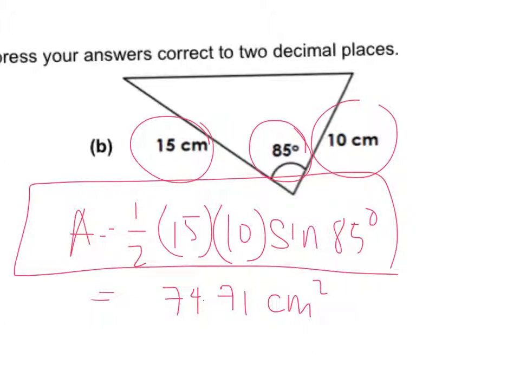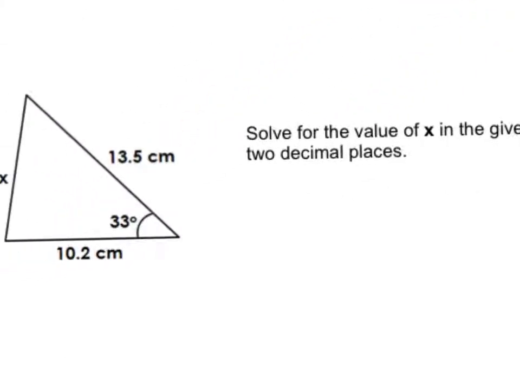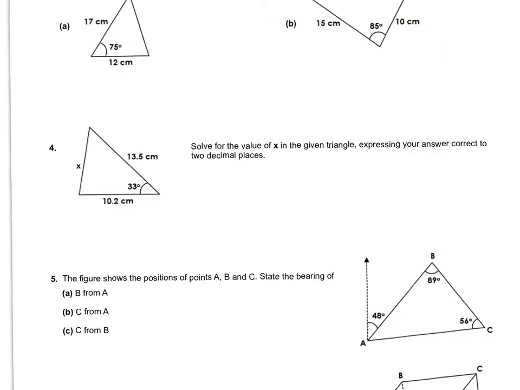Let's look at the next one. So solve for the value of x in the given triangle, expressing your answer correct to decimal places. There is no assurance that this is 90 degrees, so we cannot assume that.